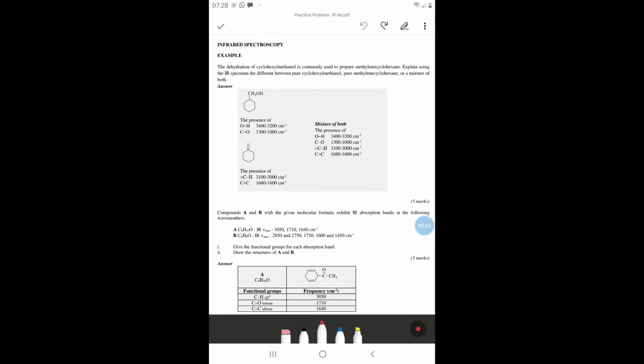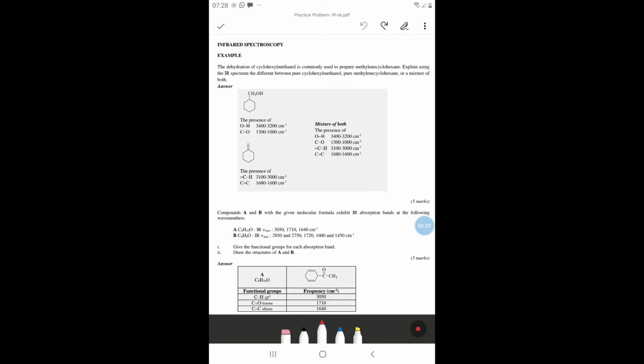Okay, the first practice problem for the IR topic, which does not include any spectrum. I will divide the explanation. One is when you are given a question without the spectrum, how you're going to answer this type of question. And then the other one is when you have a spectrum. Okay, so for the first question, dehydration.